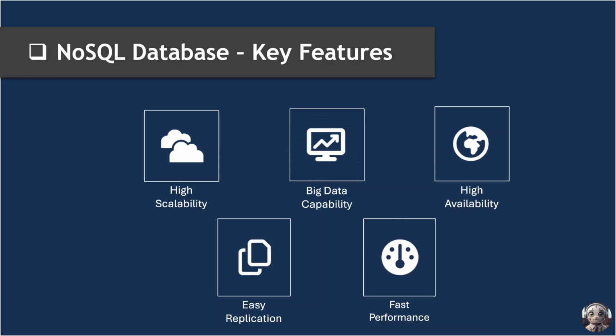Moving on to high availability. NoSQL databases also offer high availability, ensuring that data is always accessible and up to date. This is achieved through features like automatic failover and replication. Next, we have easy replication. NoSQL databases make it easy to replicate data across multiple servers, ensuring that data is available even if one server goes down. This is particularly useful for applications that require high availability and fault tolerance.